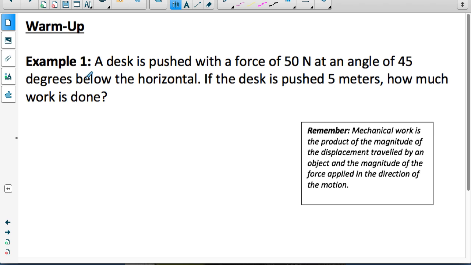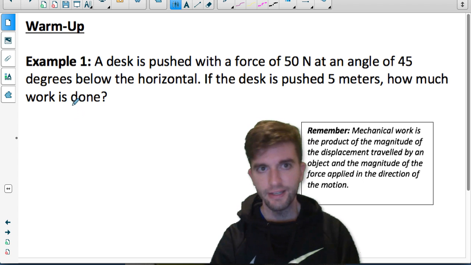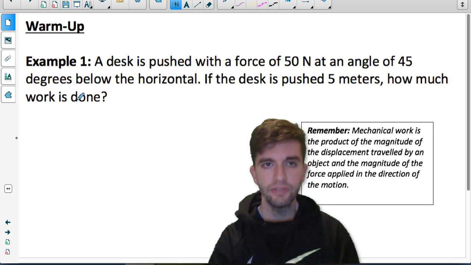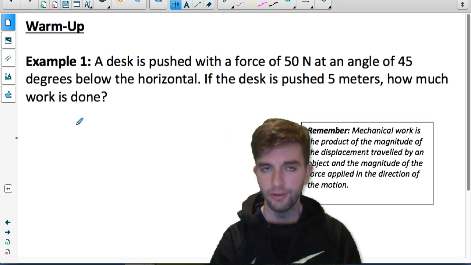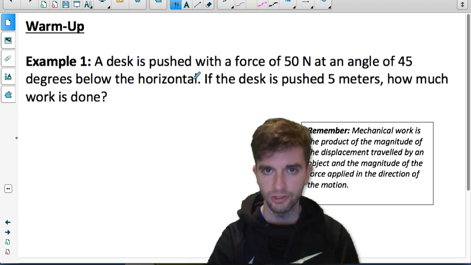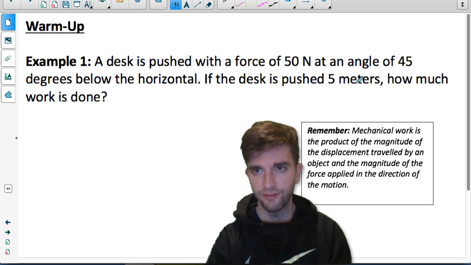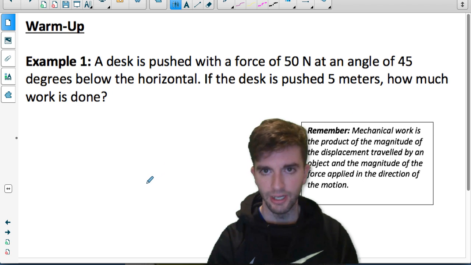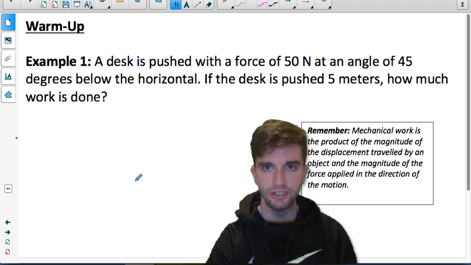Let's start with a warm-up question, and I only call this a warm-up because we did a mechanical work question in the previous lesson, so this is somewhat of a review. But this is still an application of dot product. The example says a desk is pushed with a force of 50 newtons at an angle of 45 degrees below the horizontal. If the desk is pushed 5 meters, how much work is done? So this is actually a dot product question.